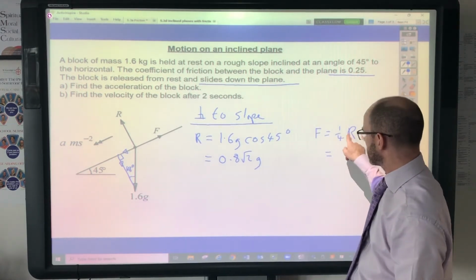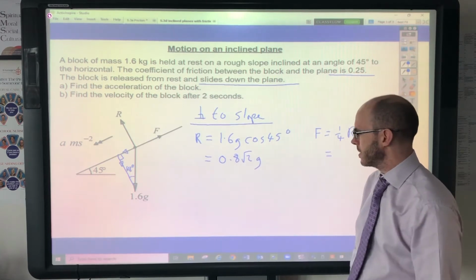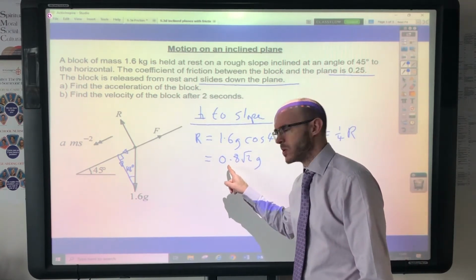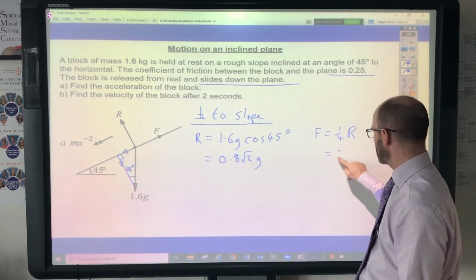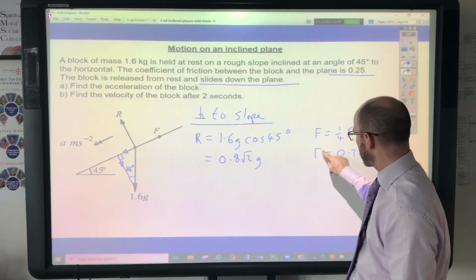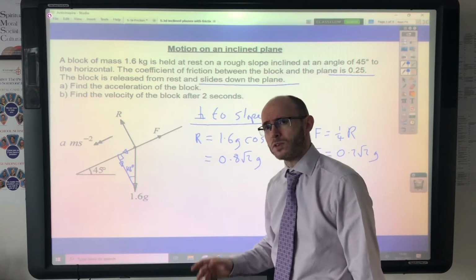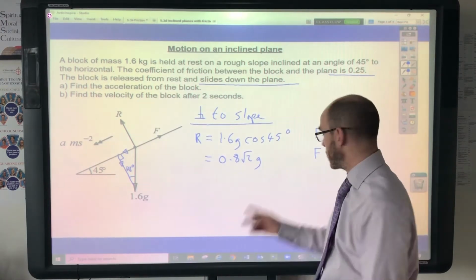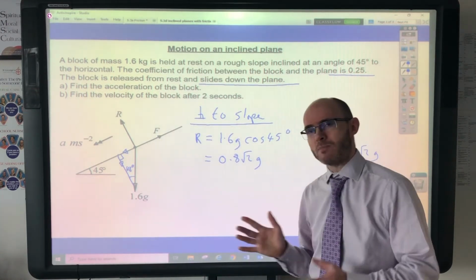And so you've got 1/4 of that essentially. Well, 1/4 of 0.8 is 0.2. Okay, so you've got 0.2 root 2 G. So that's an exact expression for the frictional force. You can work it out as a number if you want. I'm just not going to.